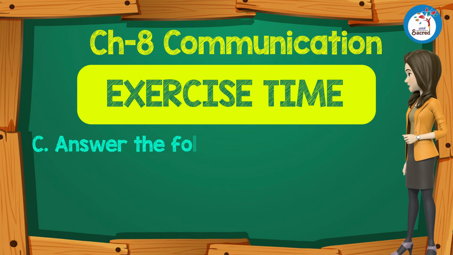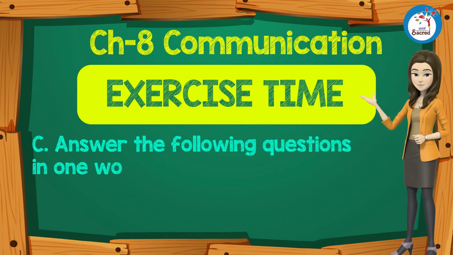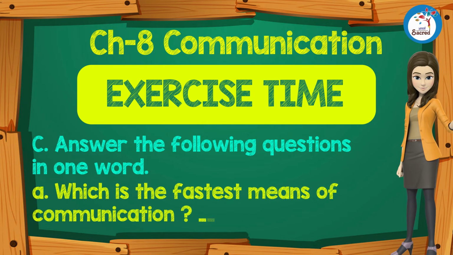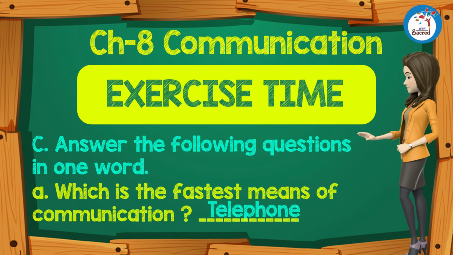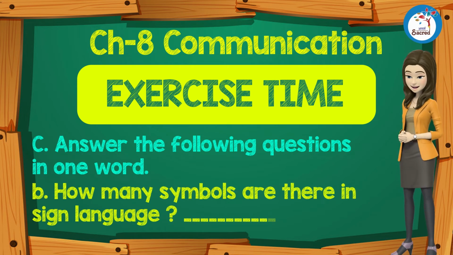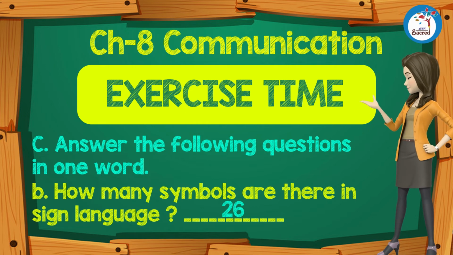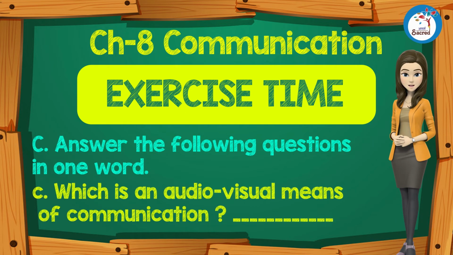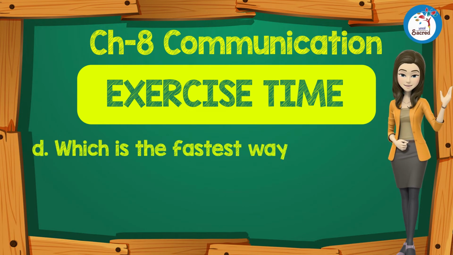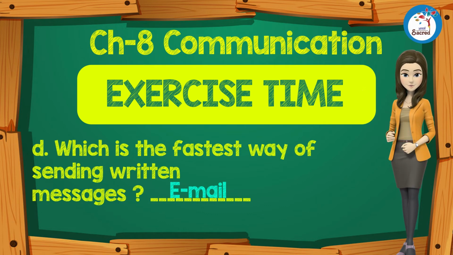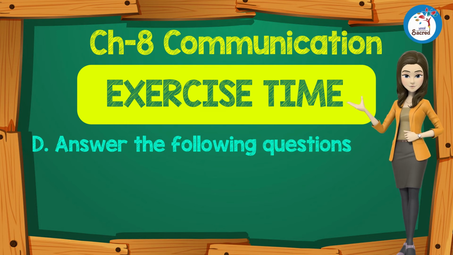C. Answer the following questions in one word. A. What is the fastest means of communication? Answer, telephone. B. How many symbols are there in sign language? Answer, 26. C. Which is an audio-visual means of communication? Answer, television. D. Which is the fastest way of sending written messages? Answer, email.